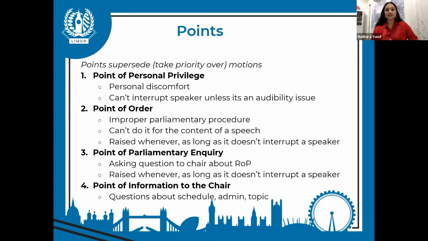Thanks, Abbas. So the points, in a similar manner to how motions have an order, also have an order where some points supersede others and will be recognized by chairs in this particular order. So from the most to the least superseding priority of motions, you have a point of personal privilege. So this is if you have personal discomfort.